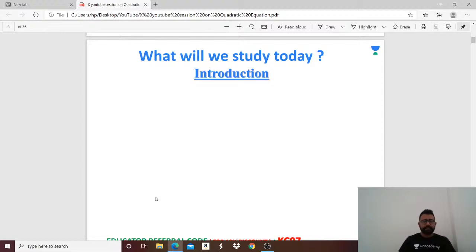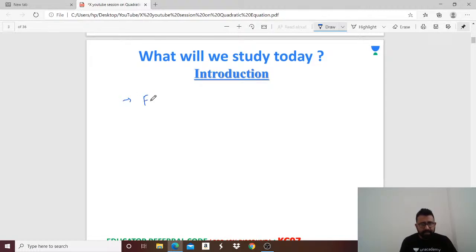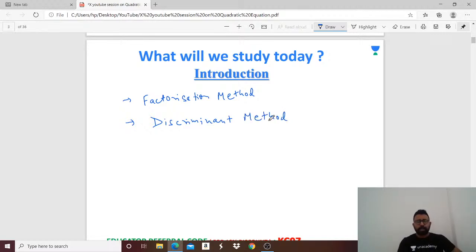So what we'll study? Today we'll see the different methods to solve quadratic equation, right? Obviously, the first method is the factorization method. Then the most important is D method, the discriminant method, right? This is important, and sums based on it. And then what type of sums come on discriminant method and all. And then finally the word problems.